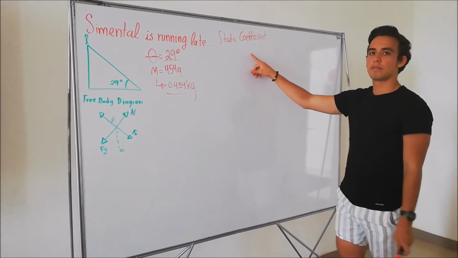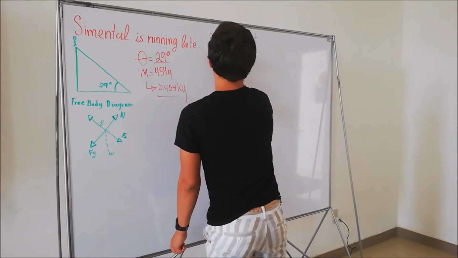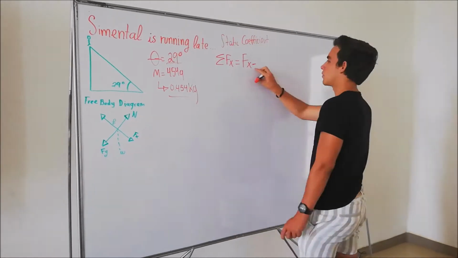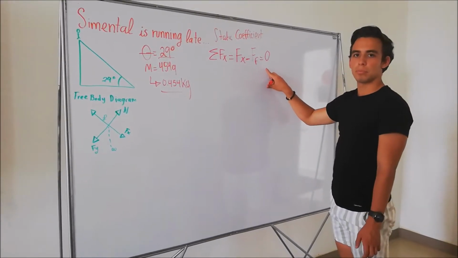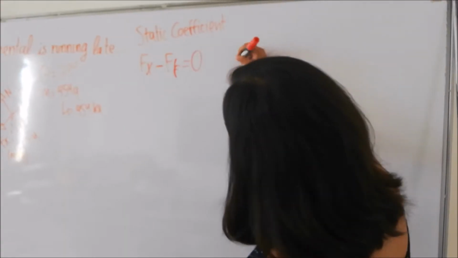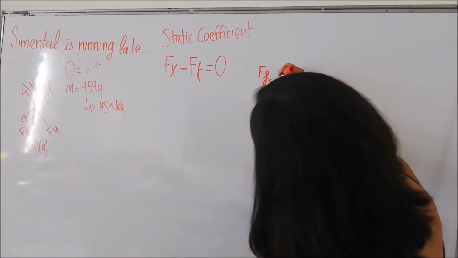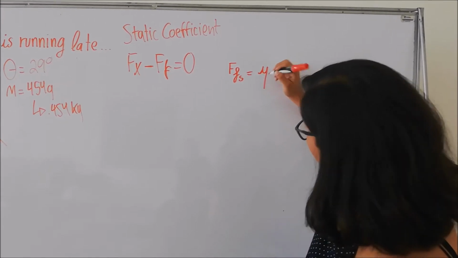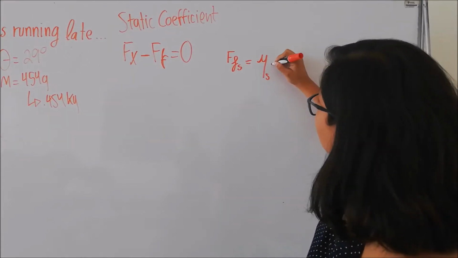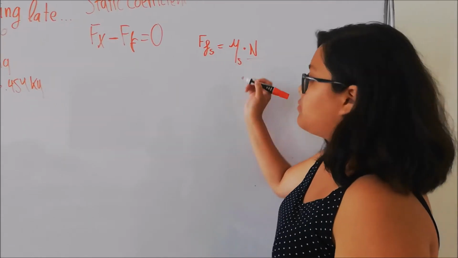And for the static coefficient, we're going to use this formula. This is equal to 0 because it's not going to move. So we have that to get the friction force of the static movement, we need to calculate the static coefficient times the normal force. Now, how do we get the normal force?